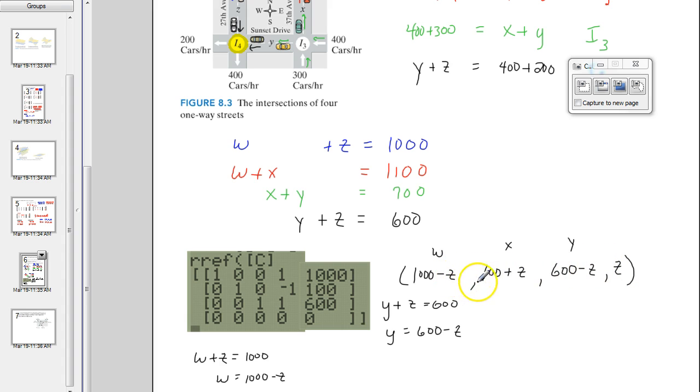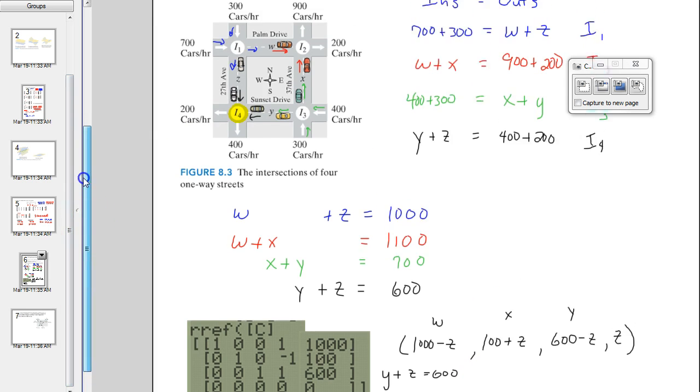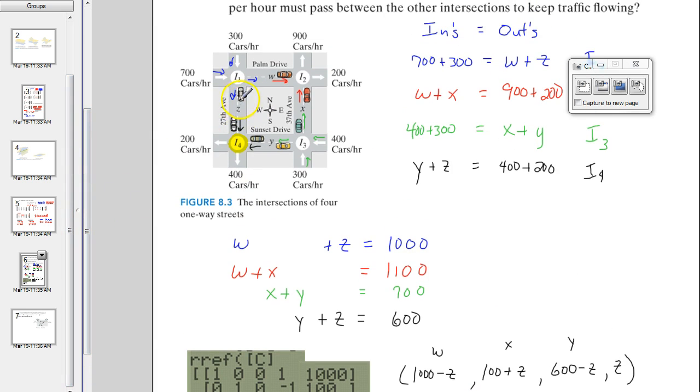Alright, now you may ask yourself, well, what can z roam from? What's the domain for z? So this is what the solutions look like, but z is not allowed to just be anything anymore. It's not allowed to roam free because z is this right here. It's the flow of traffic in cars per hour on this little stretch of 27th Avenue.